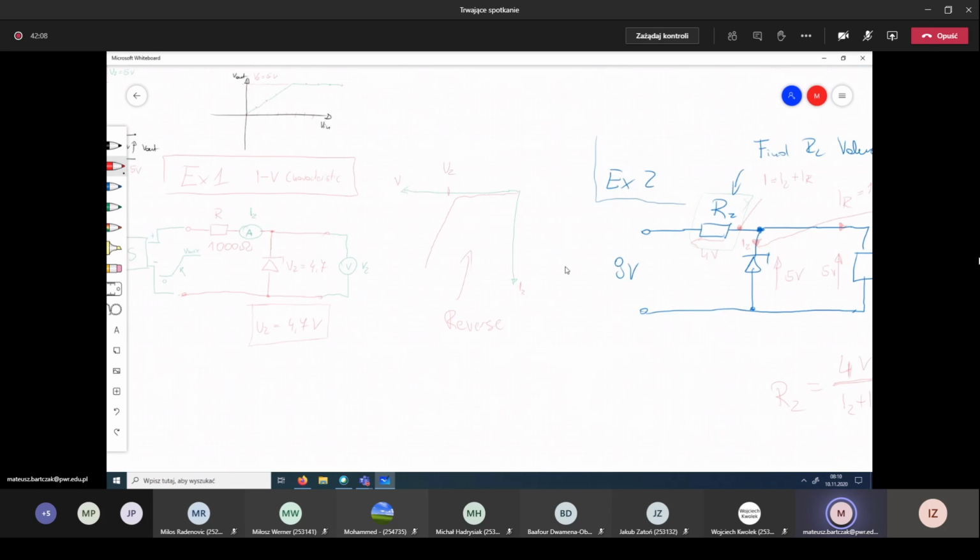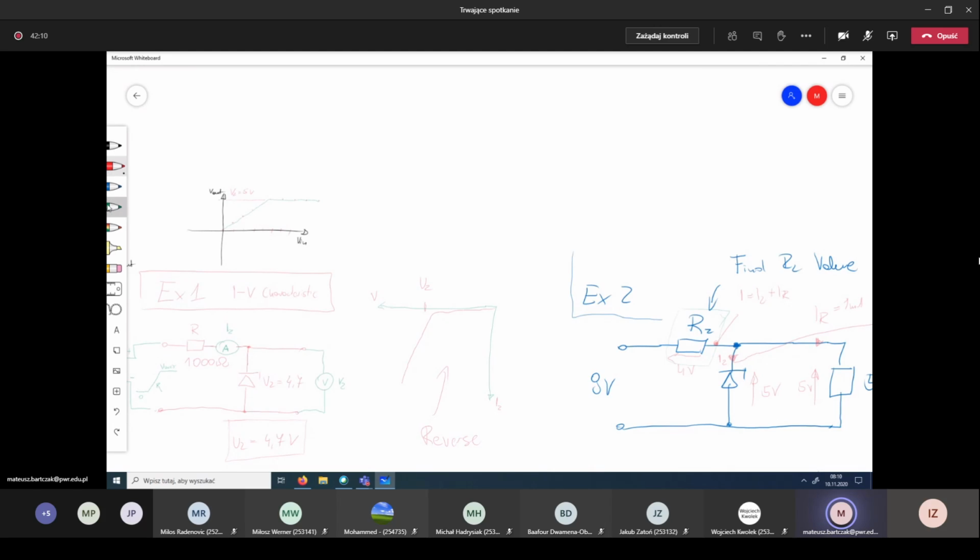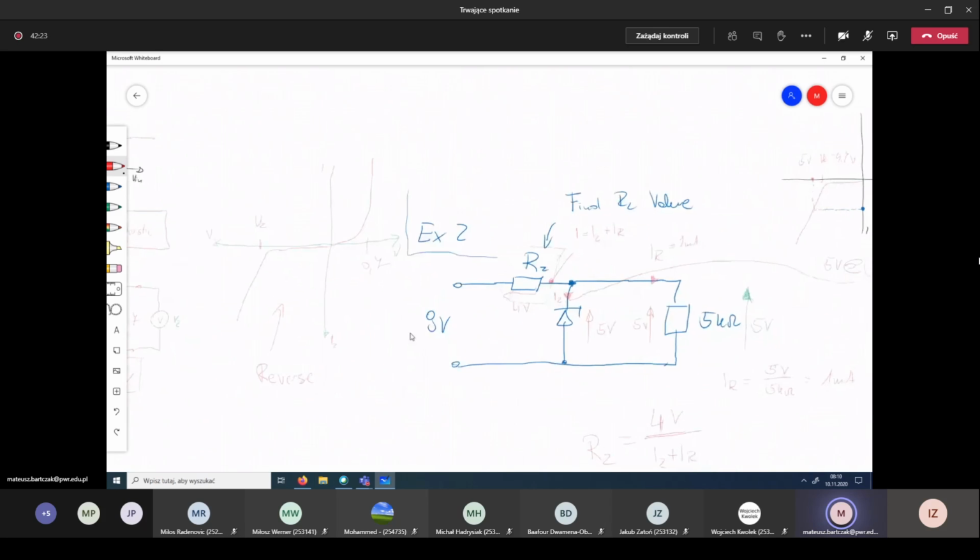But if you want, you can also measure in the forward configuration. It will be just for you. So if you want, you can also measure the forward. So we will have 0.7 here.